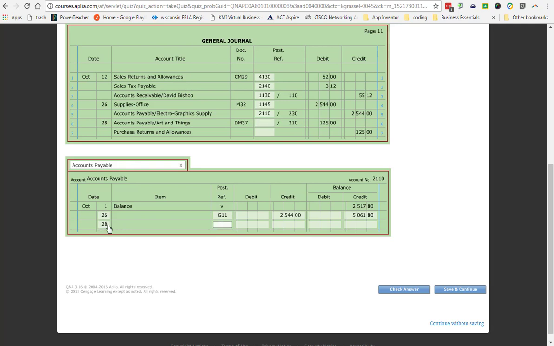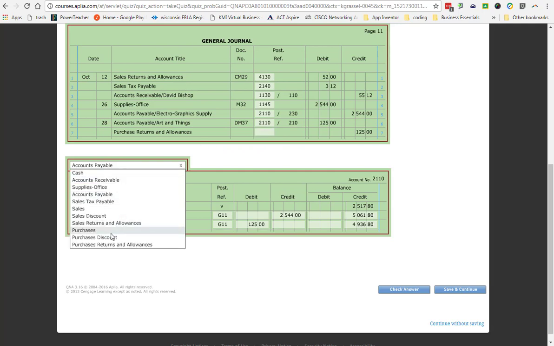When we take a look at posting on the 28th, that is dealing with a debit memorandum. A debit memorandum means that we return products to a customer, which is why we're going to turn around and debit accounts payable right away, because we return value of $125, so our new balance should be $4,936.80. The last step is always to take that account number, 2,110, and put that back up into our general journal.